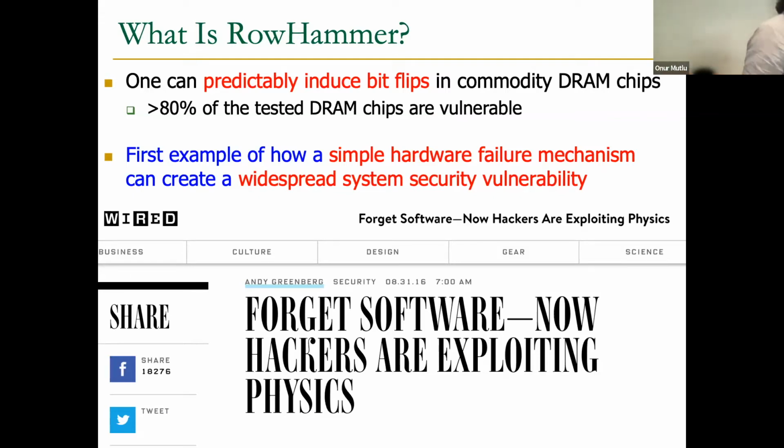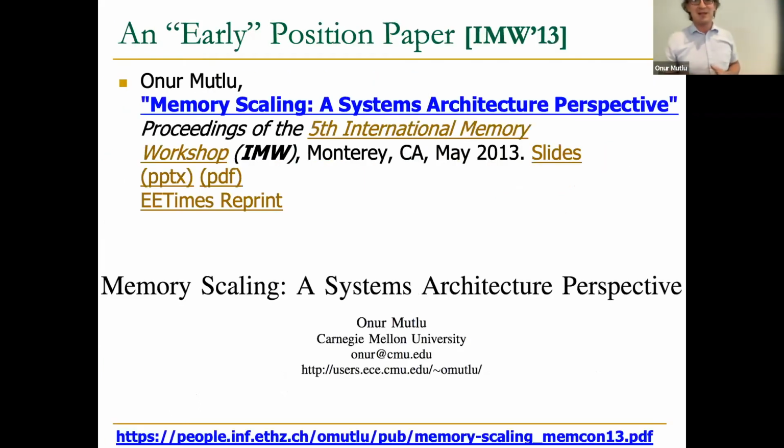I'll correct my slide. And people are writing interesting articles like this: Forget software, now hackers are exploiting physics. I like this because it gets to the core of the problem, if you will. I'm going to give you a little bit of the story of how we stumbled on this and what we've done and what people have done. Hopefully we can have a good discussion. Feel free to interrupt me with any question that you may have at any point.